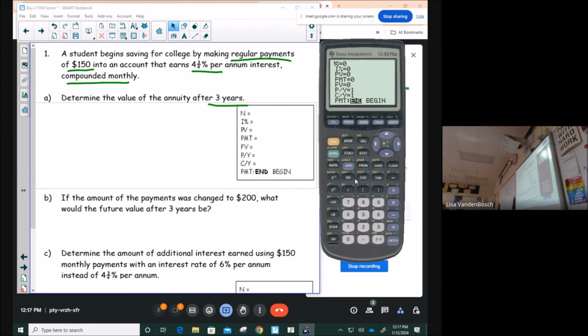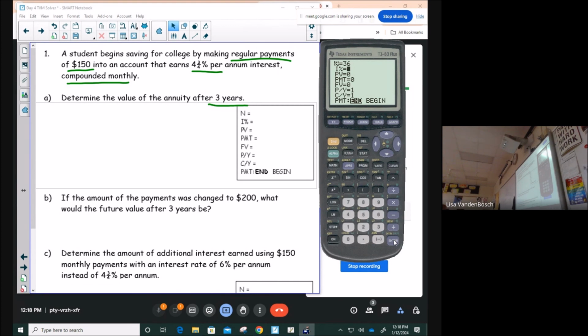Okay, so let's start with N. How many years is it going in for? So we're going to go 3. And what do we have to times that by? Why 12? Compounded monthly. So we're going to times that by 12. And then we can just press enter and it does the work for us. Okay, so on your TVM solver, you went up here. If I go back up, this might have been like a 1 or something like that. So you're just going to go 3 times 12, number of years times how it's compounded. Press enter and it will do the work for you.